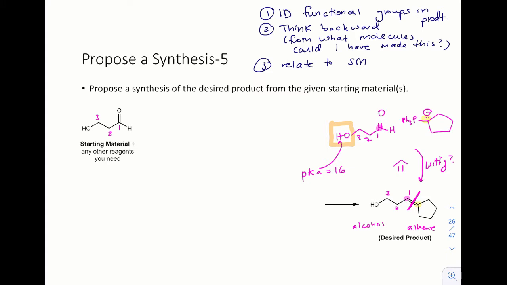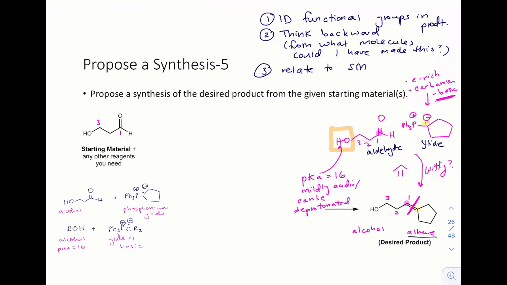It's 16. And the Wittig reagent, it is a nucleophile. It's electron rich. It has carbanion character. It is a carbanion. It's a stabilized carbanion, but it is still a carbanion. So the Wittig reagent is basic, and the alcohol is mildly acidic. It can be deprotonated. What will actually happen when we mix these two species together is not a Wittig reaction. It's simply a proton transfer.